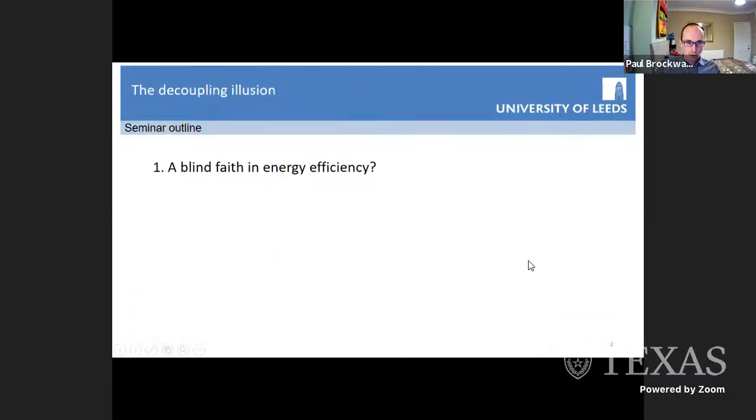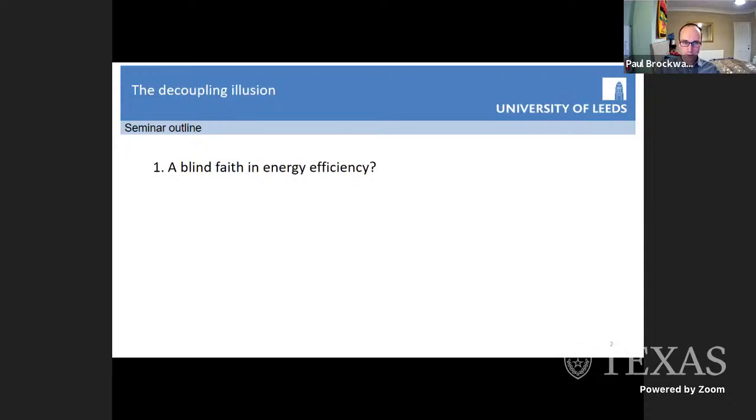Okay, here we go. So we're going to look at this topic. I've shortened it to the decoupling illusion, because that's easier to say than the main title. And we're going to unpack it in several stages. I'm not going to put up the whole thing because I don't want to kill the punchlines at the end. And I'm going to start by looking at whether we've really got a blind faith in energy efficiency.